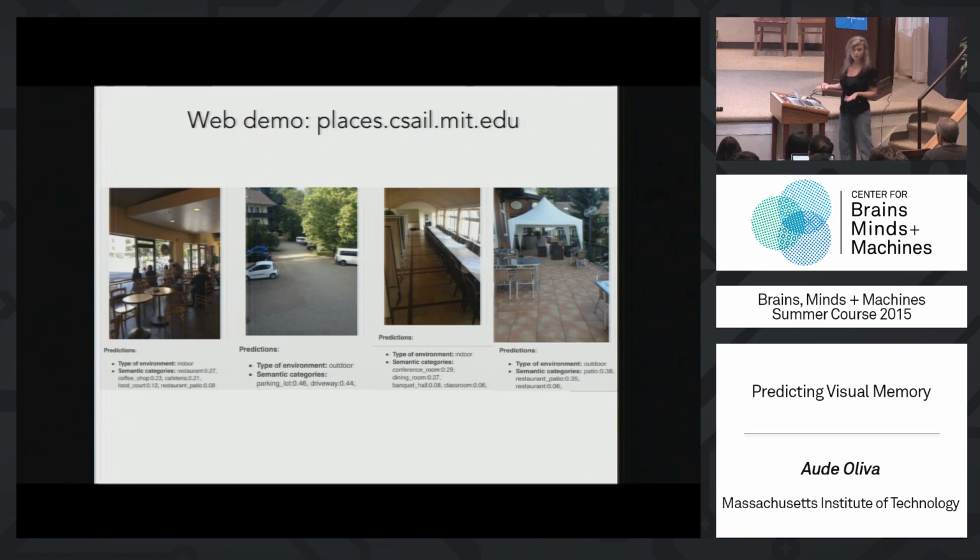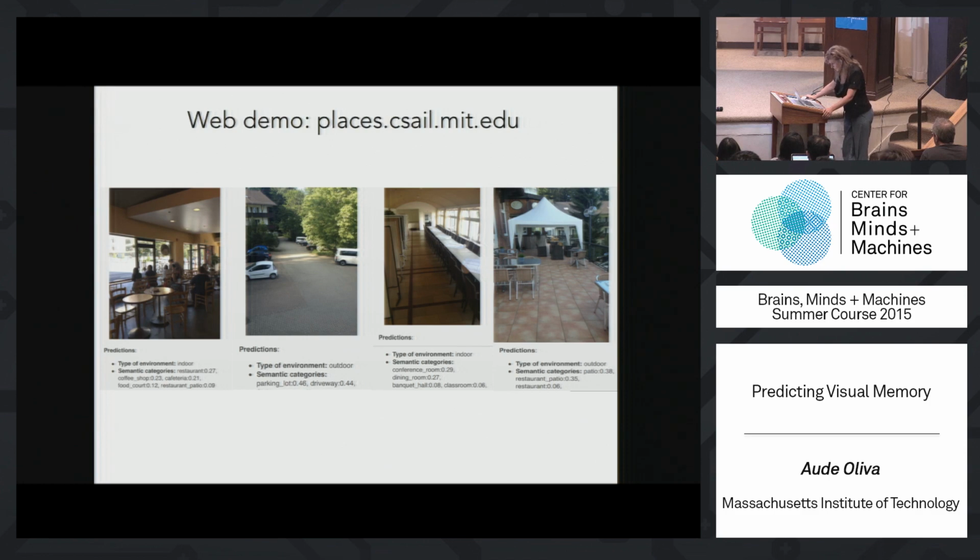places.csail.mit.edu with a smartphone, it will work, take a photo, and it should tell you the type of environment the photo represents. It will give you several possibilities, because environments are ambiguous. They can be of different types, so let me read a few. The first one says restaurant, coffee shop, cafeteria, food court, restaurant patio. I guess they all fit.